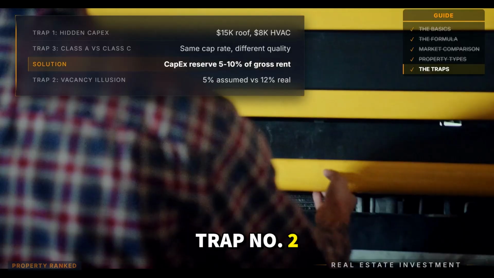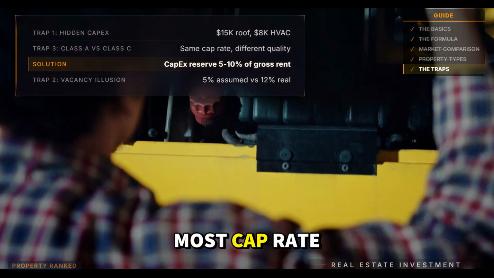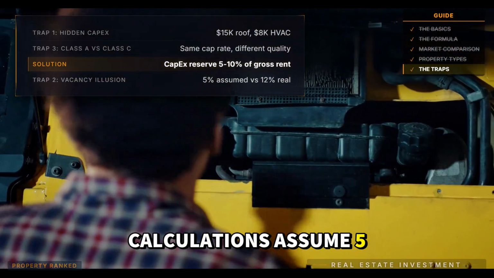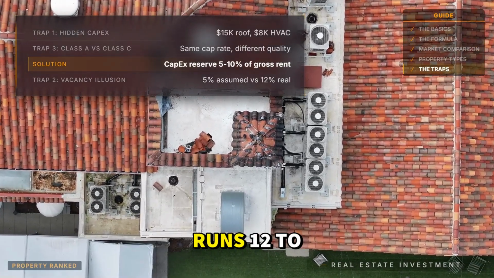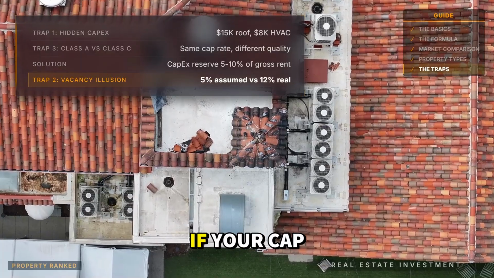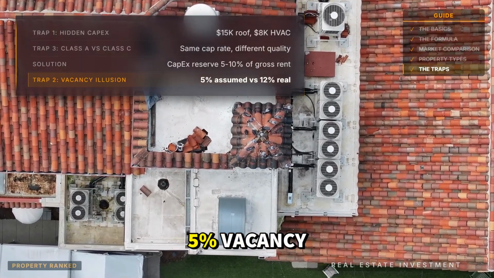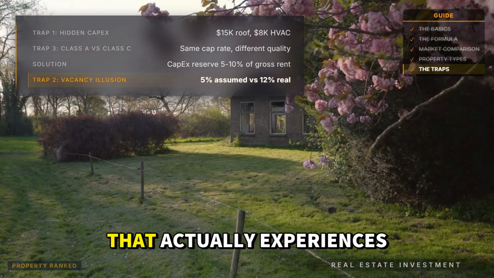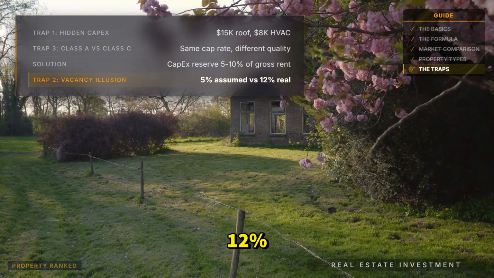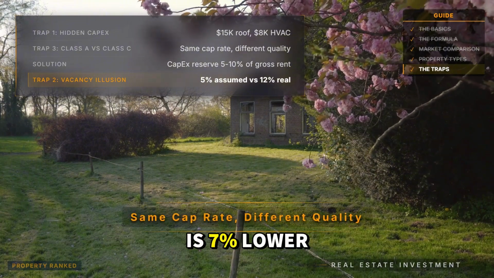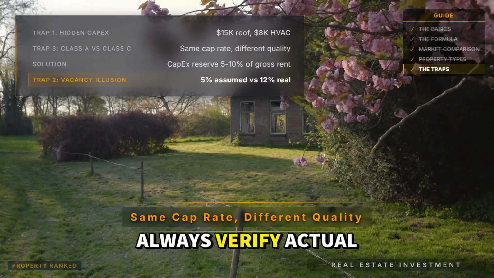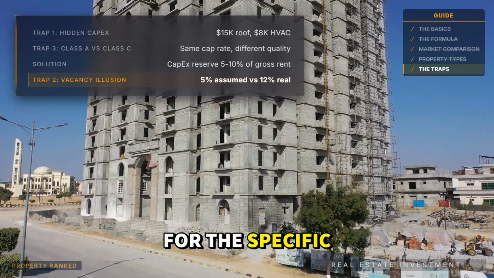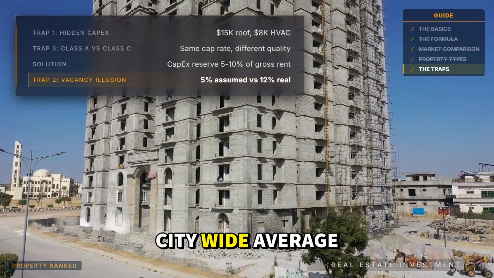Trap number 2. The vacancy illusion. Most cap rate calculations assume 5 to 8% vacancy, but in some markets, actual vacancy runs 12 to 15%. If your cap rate calculation assumes 5% vacancy in a market that actually experiences 12%, your real NOI is 7% lower than projected, and your cap rate drops accordingly. Always verify actual vacancy rates for the specific neighborhood, not just the citywide average.